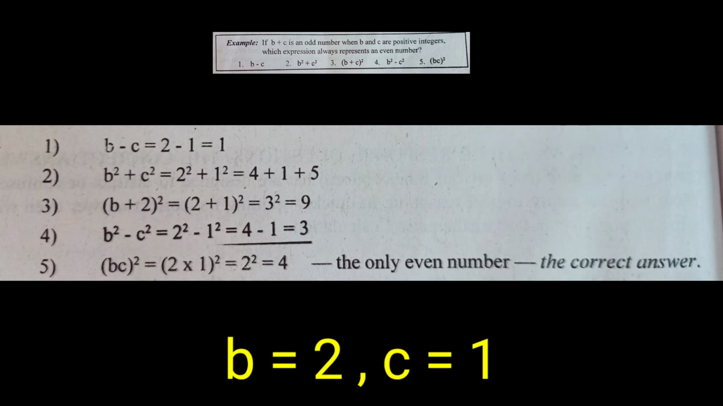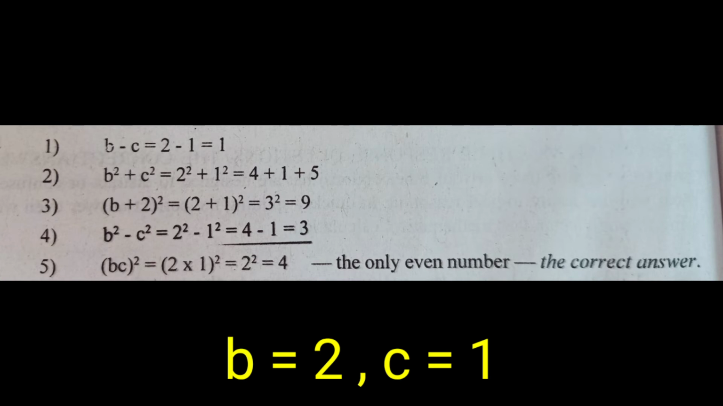Now the last option is the quantity of BC that is powered by 2. Now equal to 2 times 1 that is powered by 2. So we have 2 raised to 2, and the answer is 4. And that is the only even number, so therefore option number 5 is the correct answer.